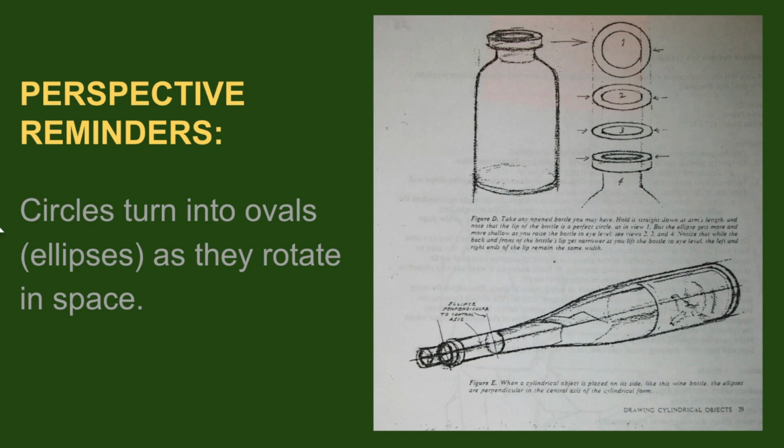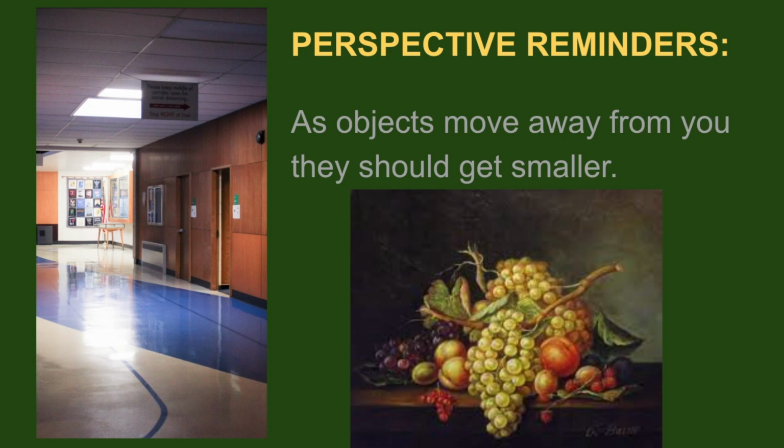You're not going to draw the entire circle. It's going to be more ovular. So some perspective reminders: as objects go away from you, they are going to get smaller. It's not going to happen quite as dramatically as it did in the perspective assignment, but still, some of the objects that you have in the foreground or the front part of your drawing are going to be smaller than the things that are in the background or farther away from you.